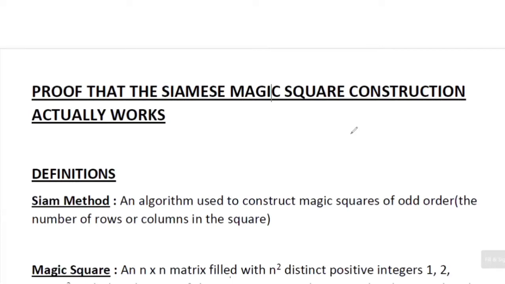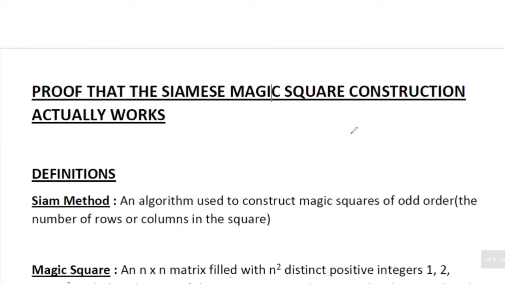As you know, magic squares is a very important topic in recreational mathematics, and the challenge of these magic squares is that we have to fill numbers in a square grid in such a way that the sum of numbers in the rows, columns, and the diagonals has to equal some number, and this number is called the magic constant of the square. So in this video series, what we are going to focus on is that we are actually going to prove that an age-old algorithm for constructing magic squares of odd order works.